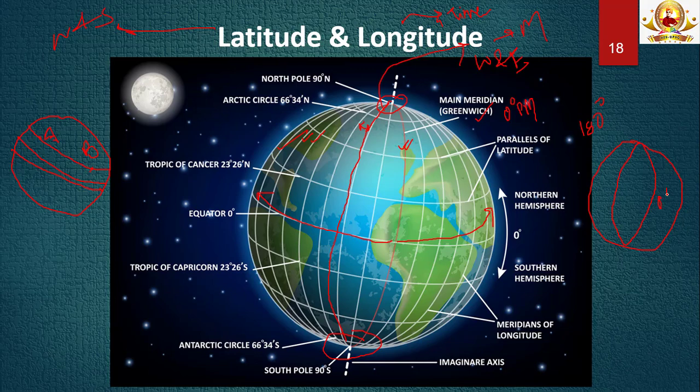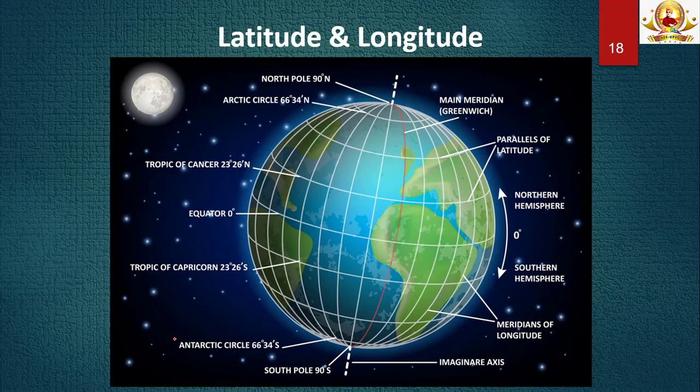Again, see, I draw a vertical circle on Earth. This is your 0 degree and this will be your 180 degree, and like we cut an orange, this will be one hemisphere of the Earth and this will be another hemisphere of Earth. You can see this is how it will look if we cut the Earth into two halves. So this part which is in the east is called the eastern hemisphere and the part in the west is called the western hemisphere.